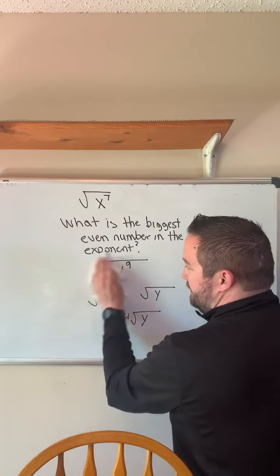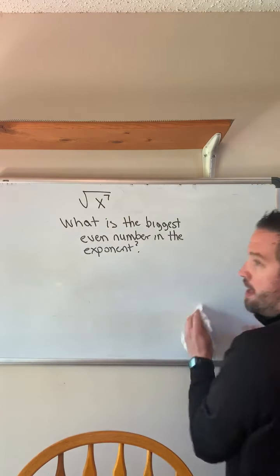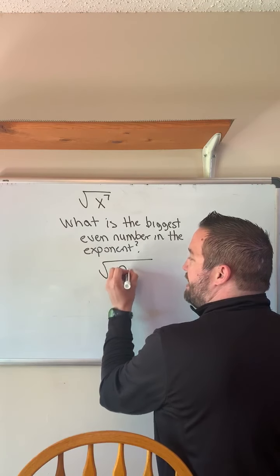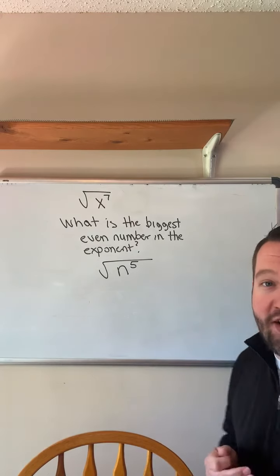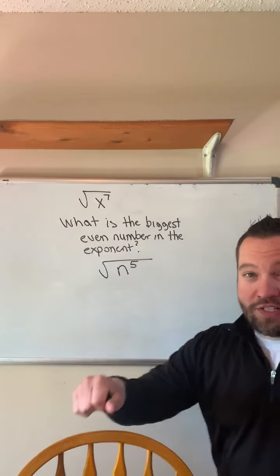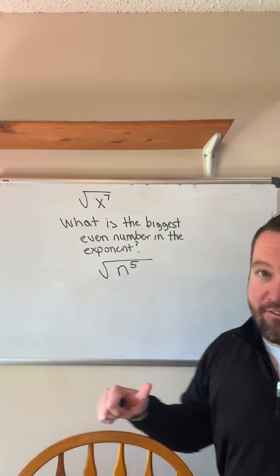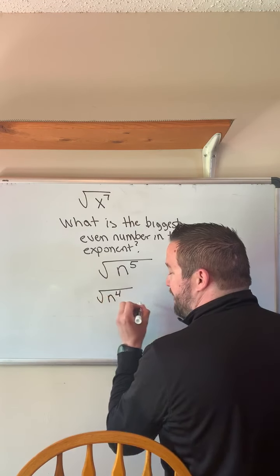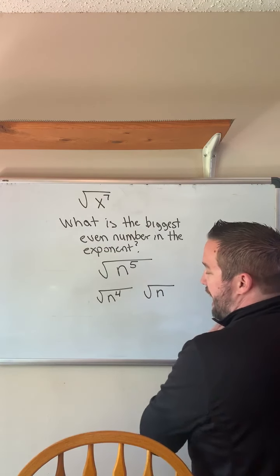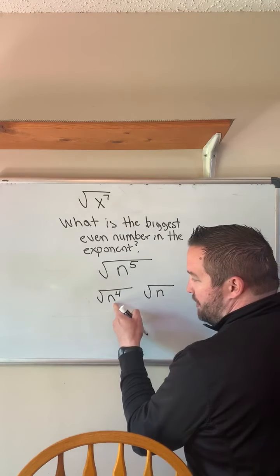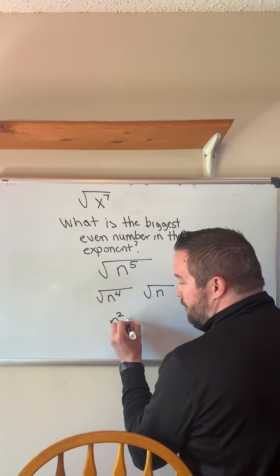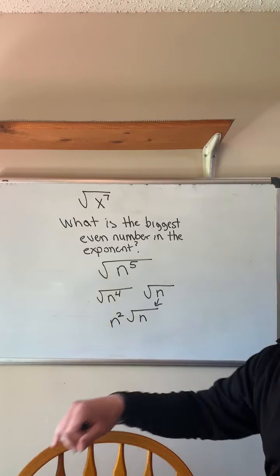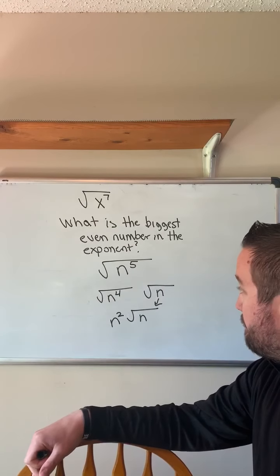Okay, and let's continue. Let's go with the square root of n to the fifth. The process stays the exact same, friends. What's the biggest even number that lives inside 5? That's going to be 4. So I've got the square root of n to the fourth, and I've got 1 more left over. Half of 4 is 2, so it's n squared. I'm always going to bring down this square root n, and that is it, my friends, okay?